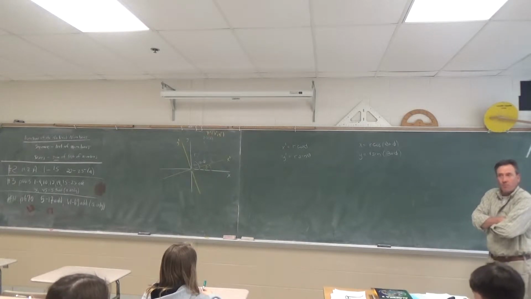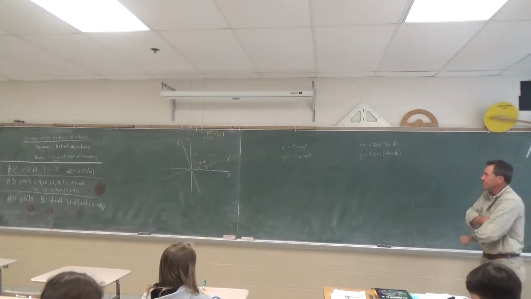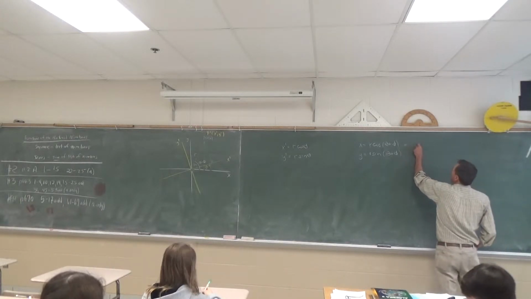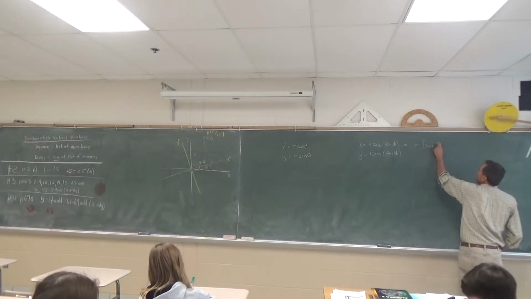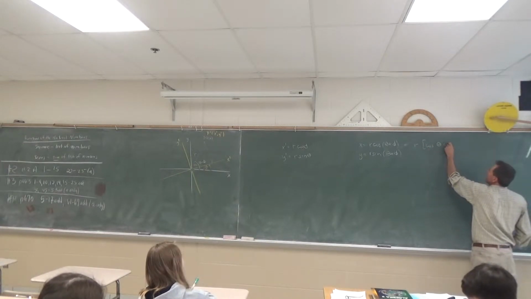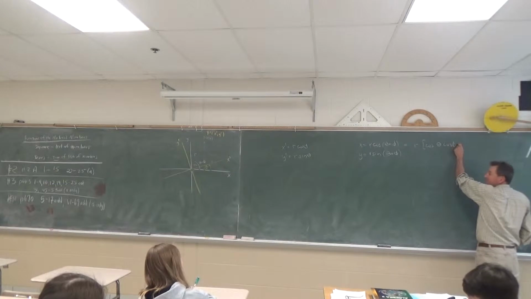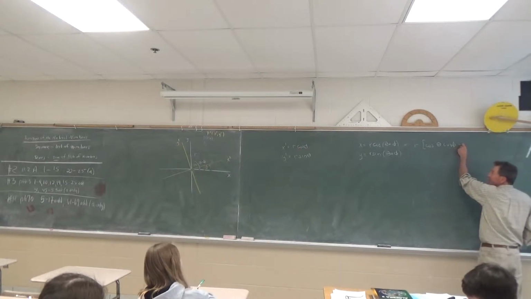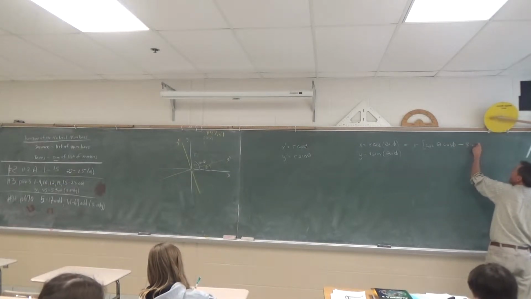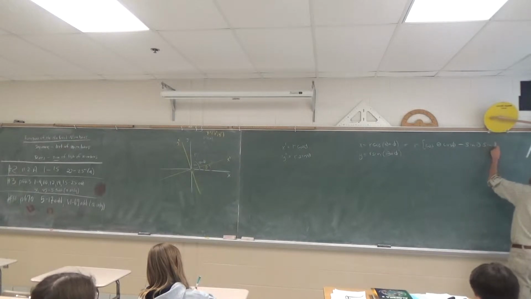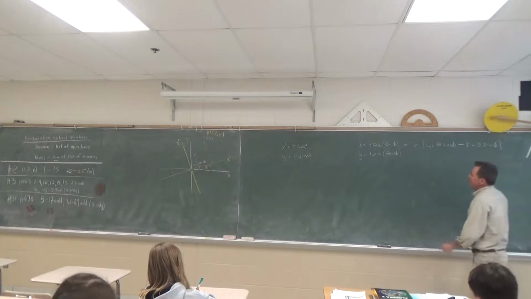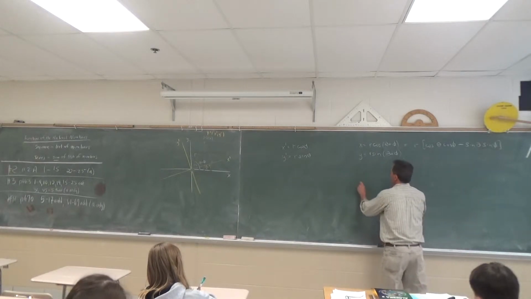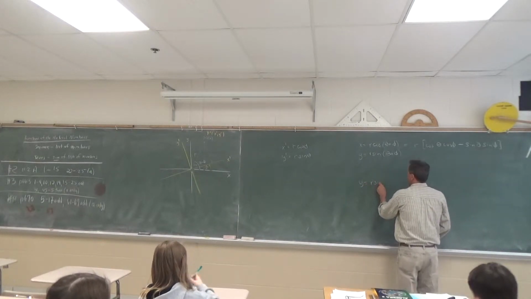Cosine of alpha plus beta: cosine cosine, sine sine. Yep. R times cosine cosine, sine sine. So far so good? Yes. Okay. And let me bring this down. Y equals r sine theta plus phi.